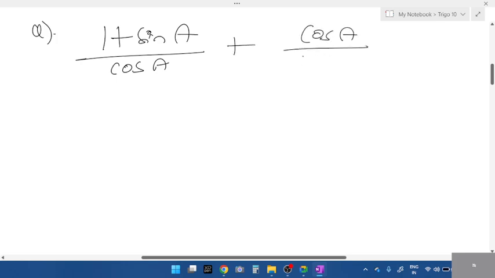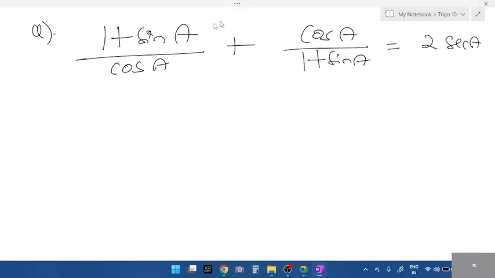This is from Selena publication. 1 by sin A divided by cos A. It's a lengthy question. Think properly and do it. You need to take a lot of LCM here. Cos A into 1 plus sin A is equal to 2 sec A.